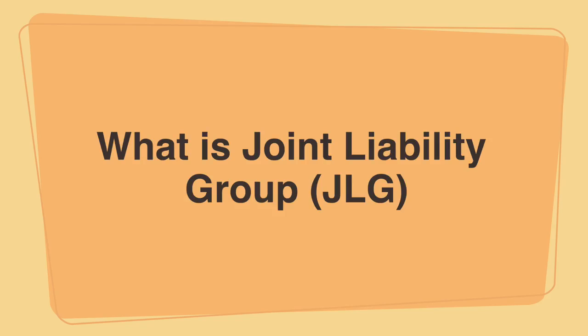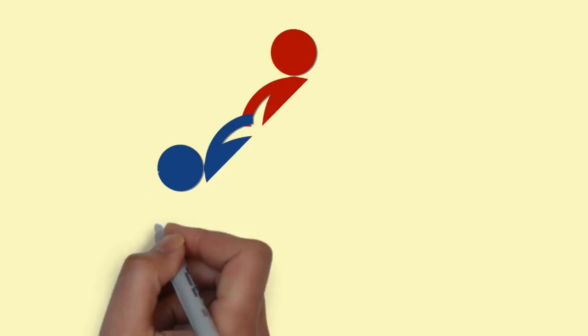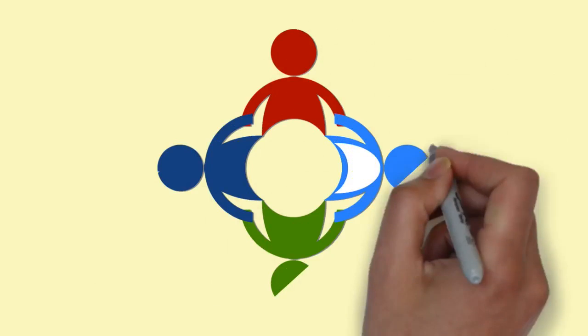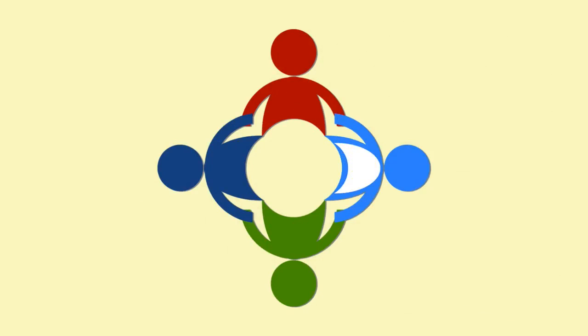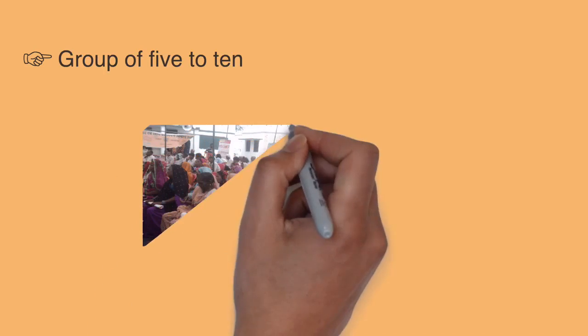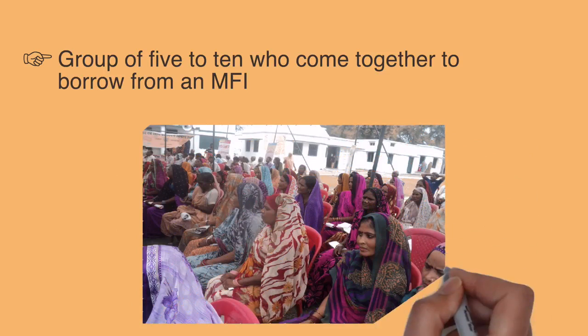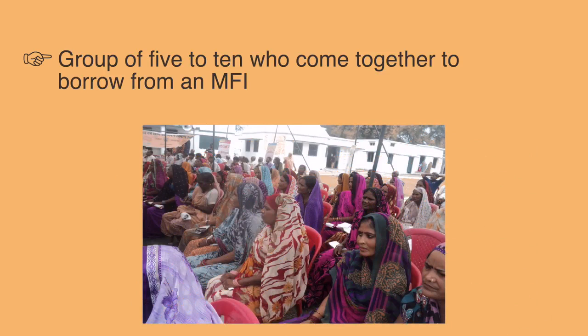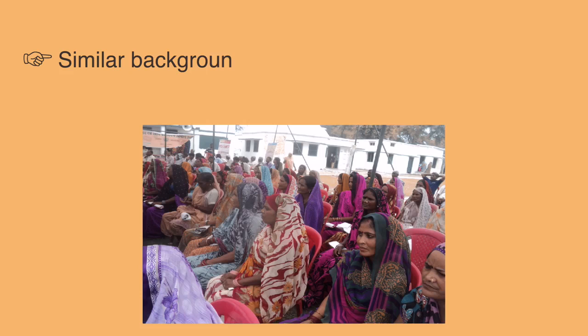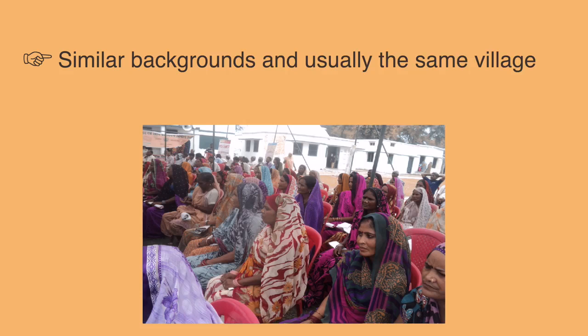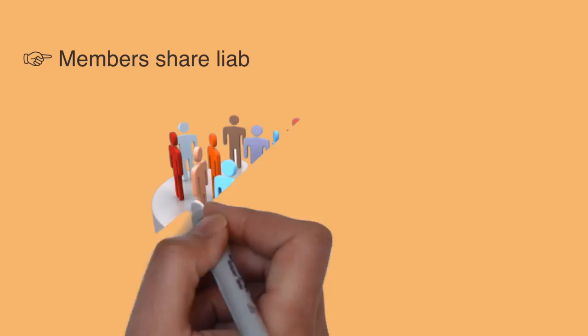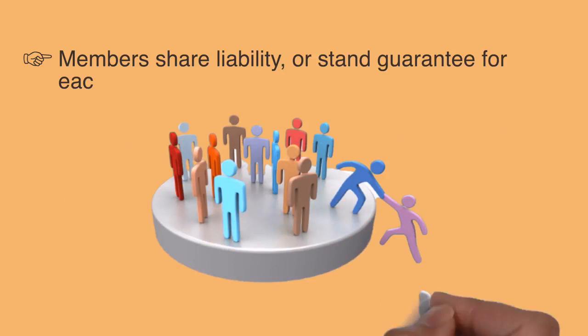What is a joint liability group? In your work, you will hear a lot about joint liability group or JLG. A joint liability group is usually a group of 5 to 10 people who come together to borrow from an MFI. The members in a JLG are also from similar social and economic backgrounds and usually from the same village. In a JLG, the members share liability. It means they stand guarantee for each other.